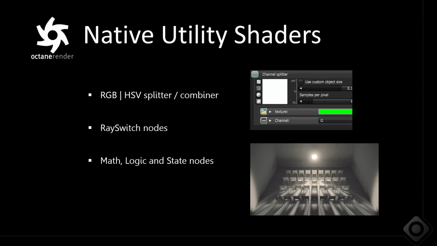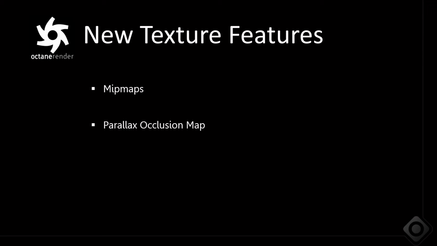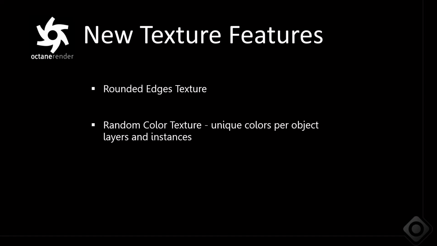Things like RGB splitters, all that stuff. I mean, that'll be probably one of the very first updates, either in 2020.2 or right after. We're also adding bitmap support. A lot of users have been asking us for palette exclusion mapping. There are OSL shaders out there that can do that, but we're going to make that a built-in feature. Rounded edges textures are going to be coming up pretty soon as well. And we're also adding a random color texture node that gives you unique colors per object, layers, instances. A high priority user request that we're implementing.